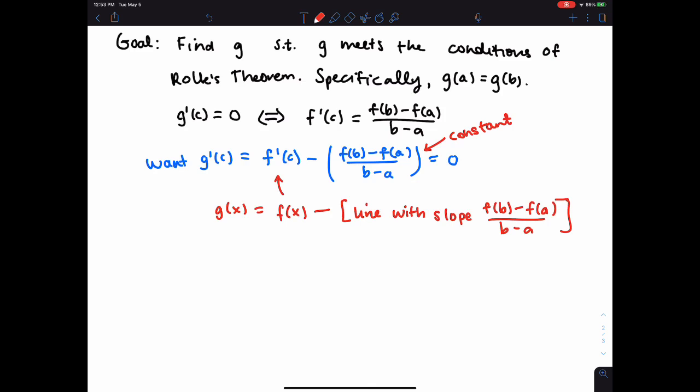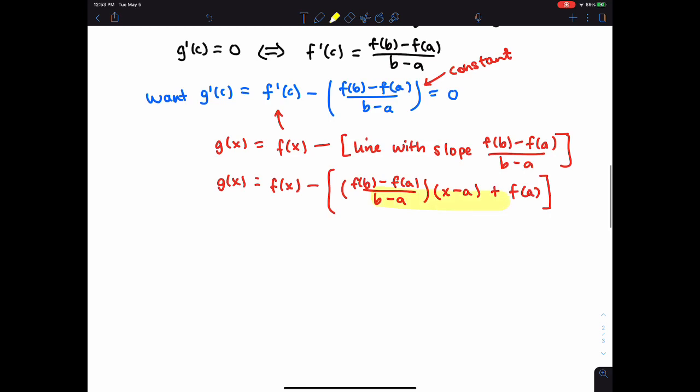So we now know we want to use the equation of the secant line, whose slope we know. Its slope is just f of b minus f of a over b minus a. And then we just need a point on the line so that we can use the point-slope formula. So I'm just going to select the point (a, f of a), and this is the equation of the secant line.